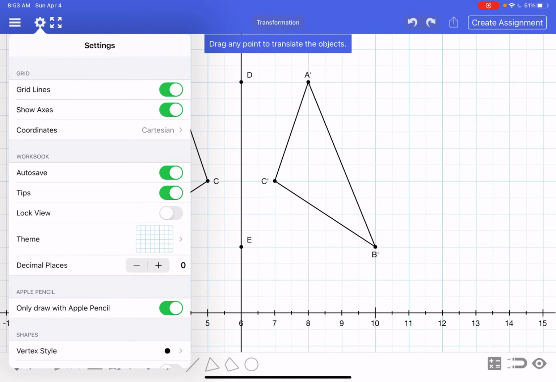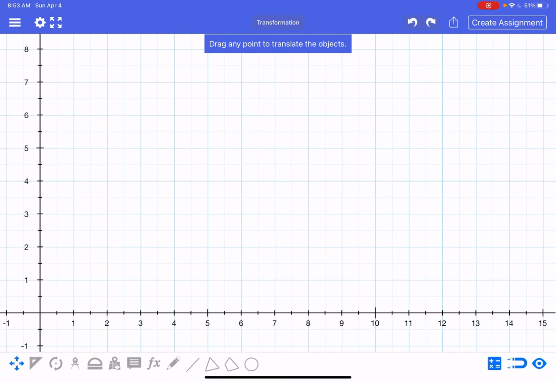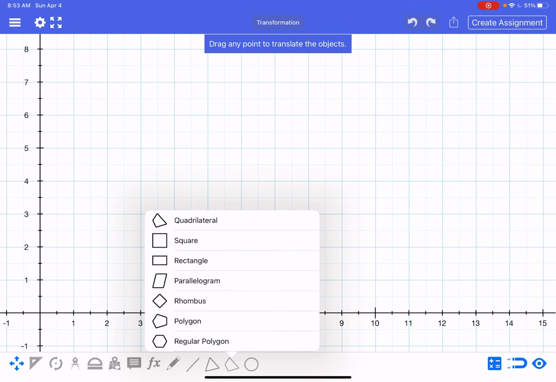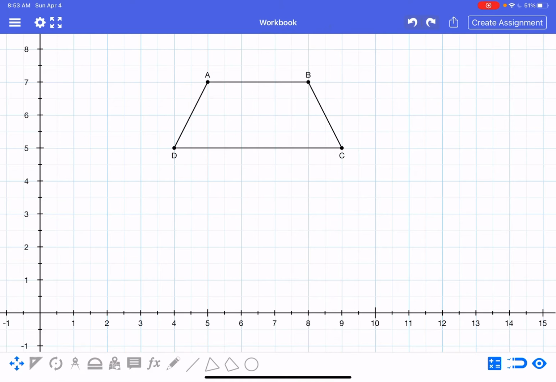So actually, we'll start a new canvas. And this time we're going to reflect along x, and we're going to do a quadrilateral, and I'll tell you what it means in a minute. So we're going to make 3 points. There we go. Hopefully you remember that's a trapezoid.